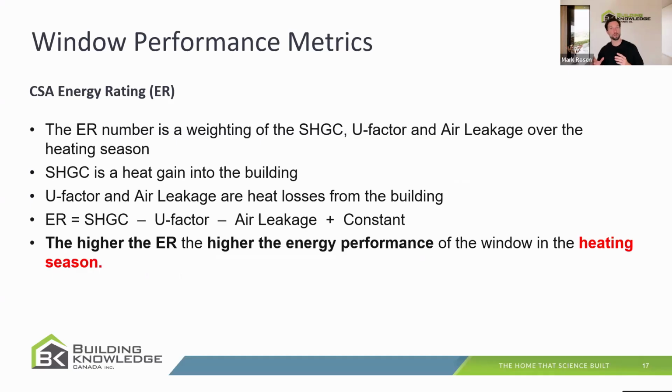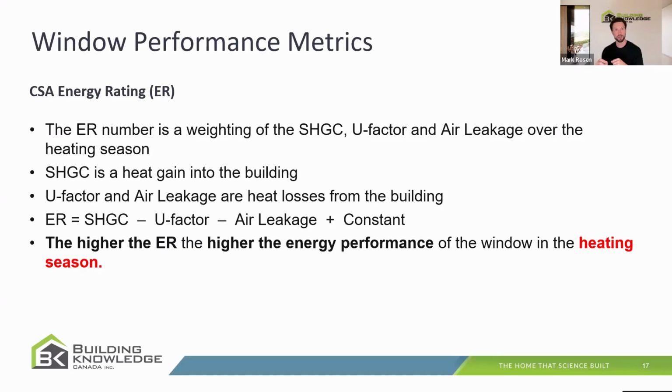But there's a fourth one that appears on window labels that you should start to be familiar with, and that's called the CSA energy rating. The energy rating is a single number that was developed in an attempt to give builders, renovators, and energy advisors a very easy way to appraise the value of a window from an energy performance perspective. It combines the quantified impact of solar heat gain coefficient, U factor, and air leakage into one number using a formula, and the higher the number, the better the quote-unquote energy performance of the window.